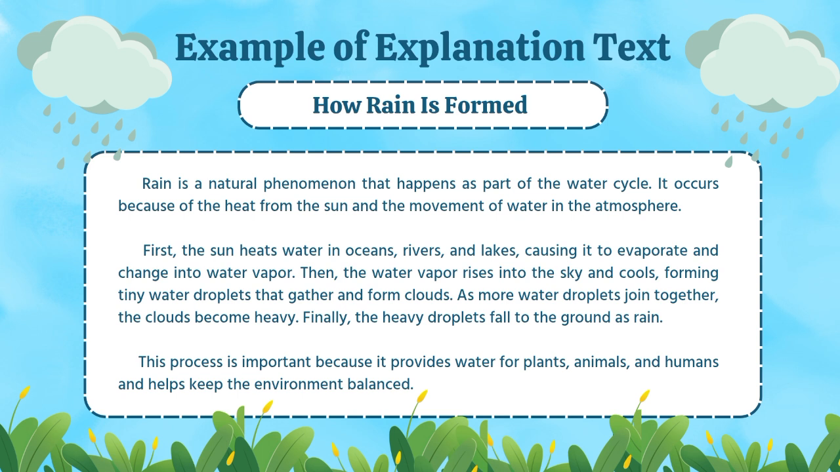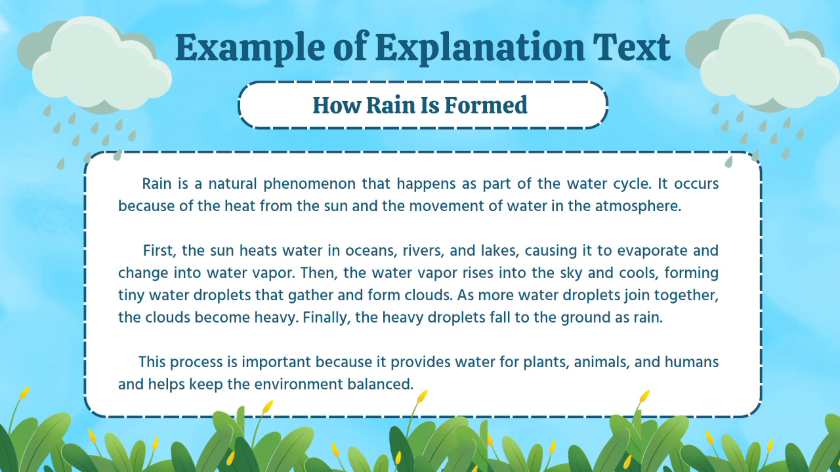Rain is a natural phenomenon that happens as part of the water cycle. First, the sun heats water in oceans, rivers, and lakes, causing it to evaporate and change into water vapor. Then, the water vapor rises into the sky and cools, forming tiny water droplets that gather and form clouds.